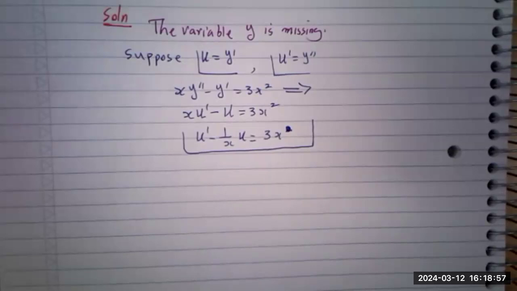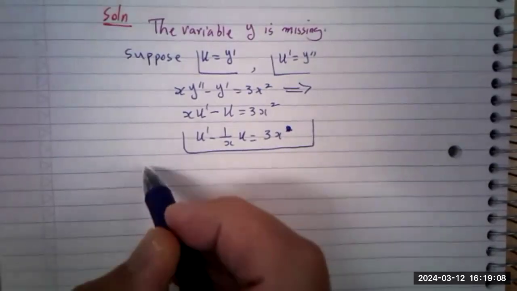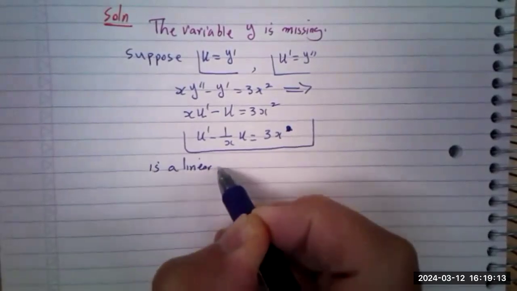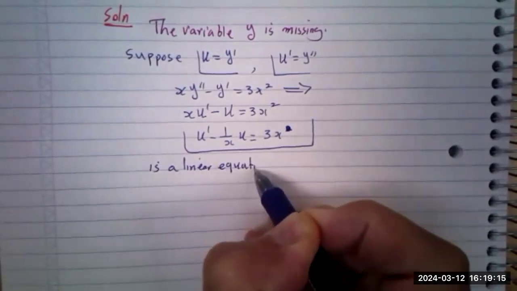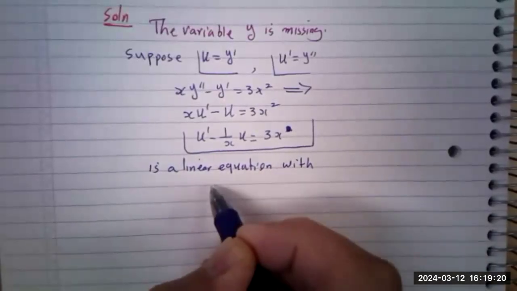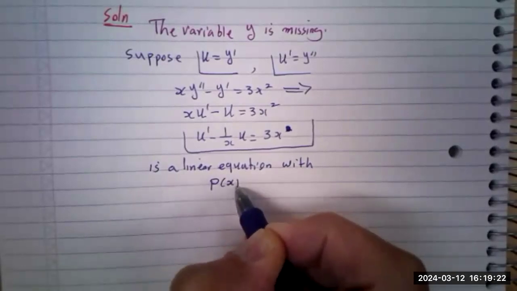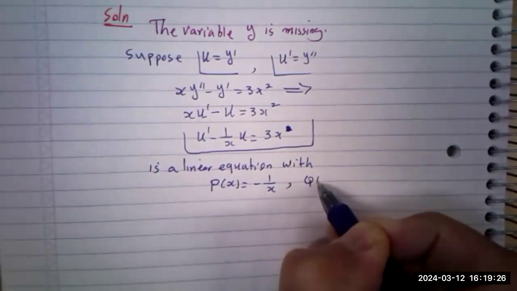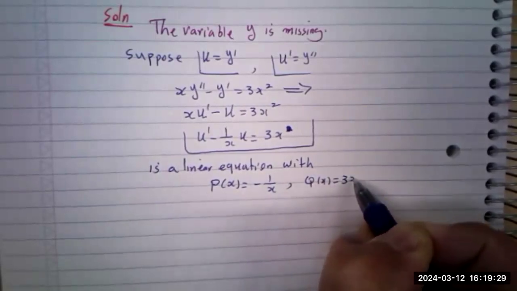So start solving. Remember, you have to find that integrating factor, etc. So u would be like the y that we did before. So it is a linear equation. Remember, for the linear equation, you have to identify p of x, which is negative 1 over x. You have to identify q of x, which is going to be equal to 3x.